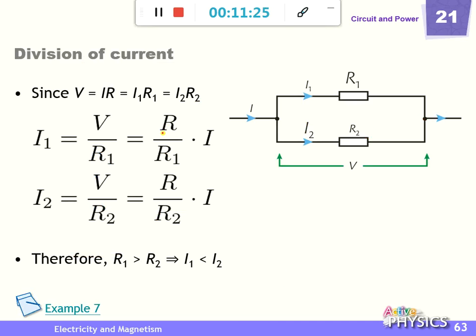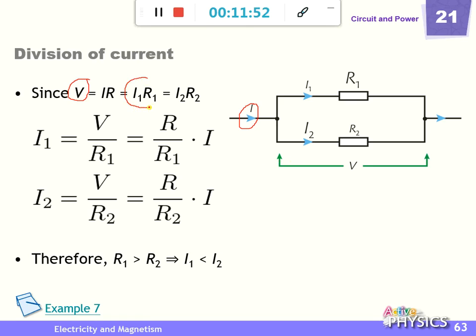And similar to the last one, the division of voltage, here we will have the division of current. It means that the input current can be divided into 2 branches, I1 and I2. But I1 and I2 will depend on the values of R1 and R2. But how to know that? What is the relationship? Using this one, they have the common V. It means that all the potential differences should be the same.